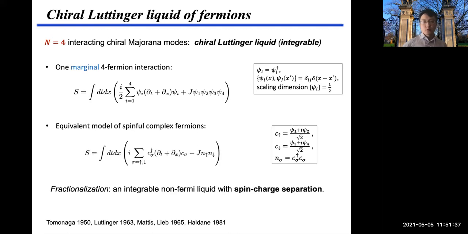And a more common way of writing down this model is to rewrite the Majorana fermions in terms of a spinful complex fermion. For instance, you define spin up and spin down complex fermions in this way. Then the interaction just becomes a commonly seen Coulomb interaction, a local repulsive interaction between spin up and spin down. And this model is known to be the chiral Luttinger liquid, which would show spin-charge separation and is a non-Fermi liquid.